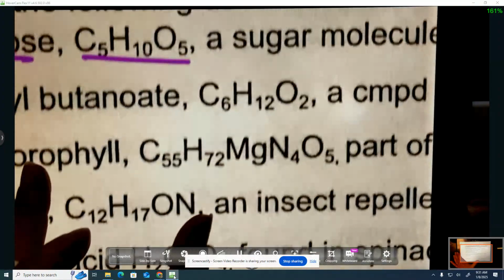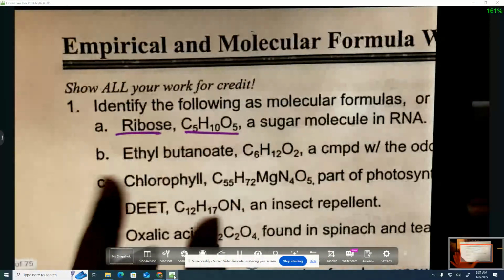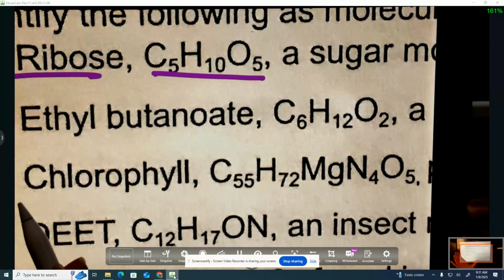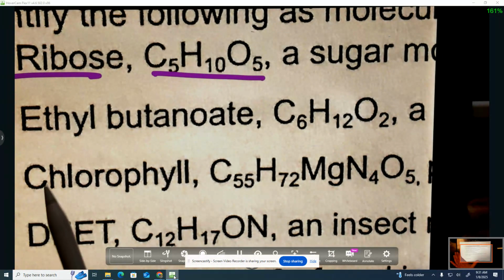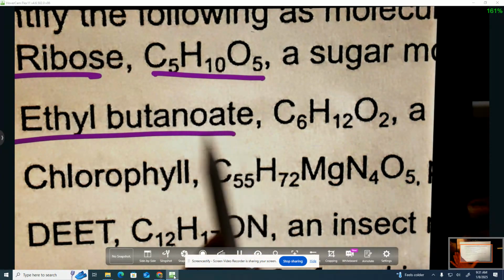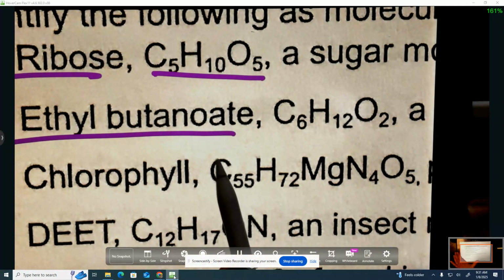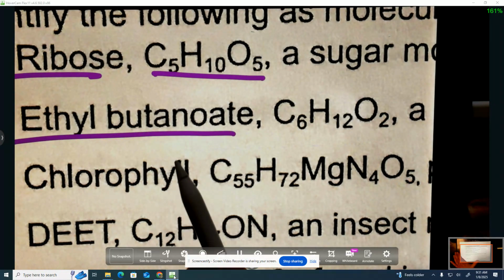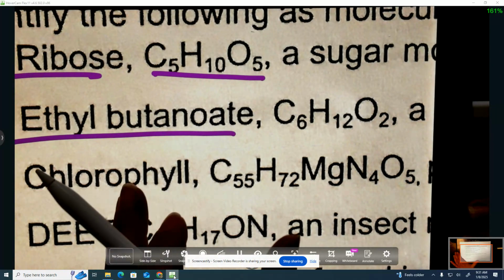Ethyl butanoate, a compound with the odor of pineapple. It's actually very delicious. You know, like when you buy those stickers that you scratch or whatever, that's what you're smelling. You're smelling some sort of chemical compound. You're not smelling actual pineapple or peppermint or blueberry or raspberry or cherry or whatever. Okay.